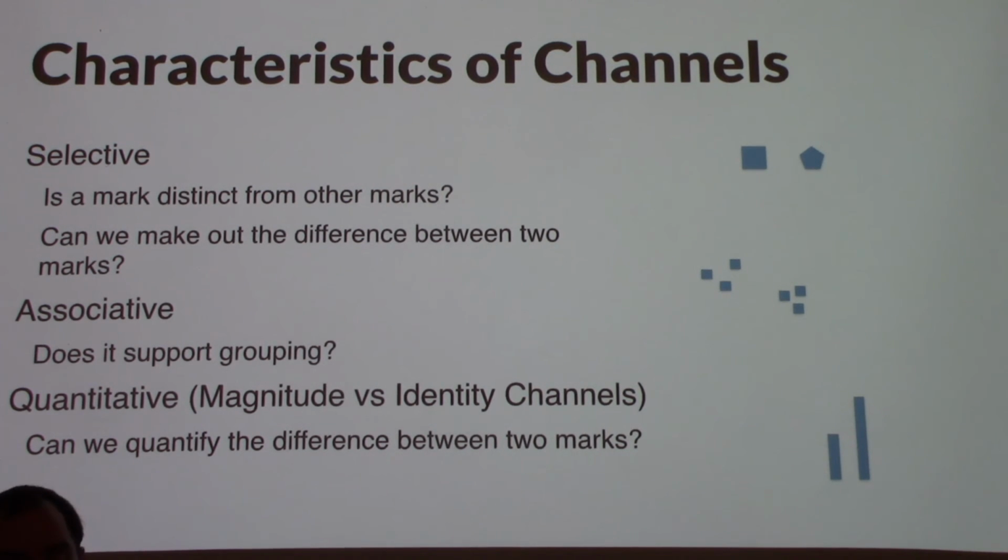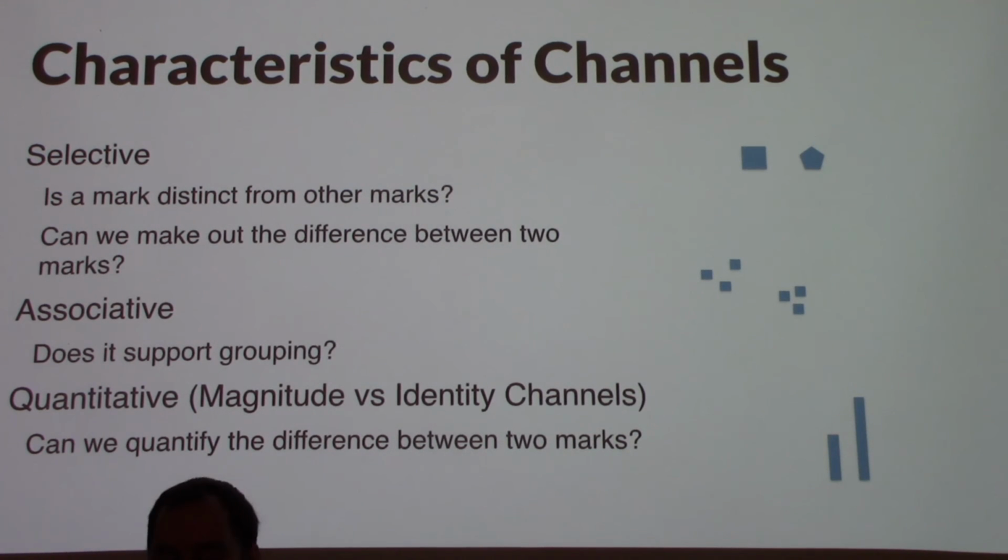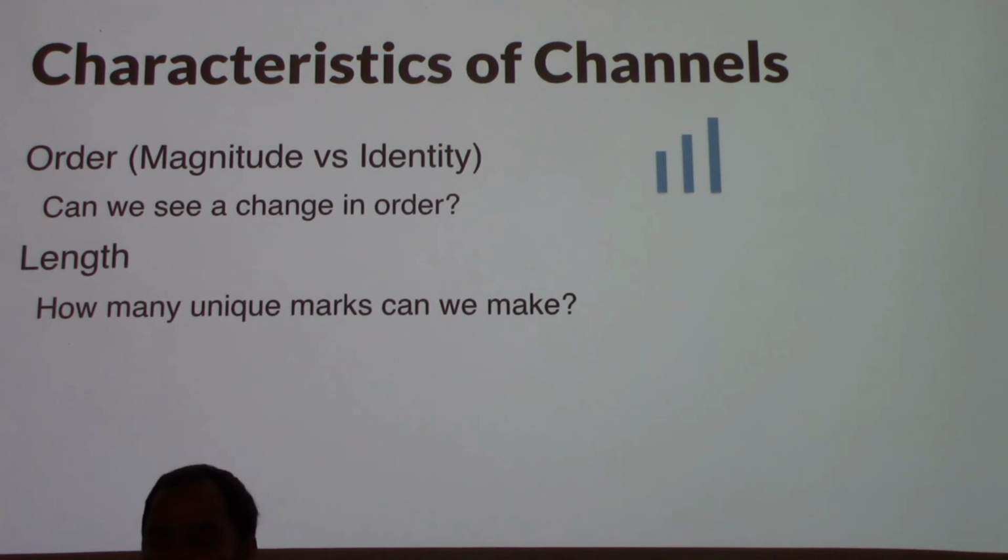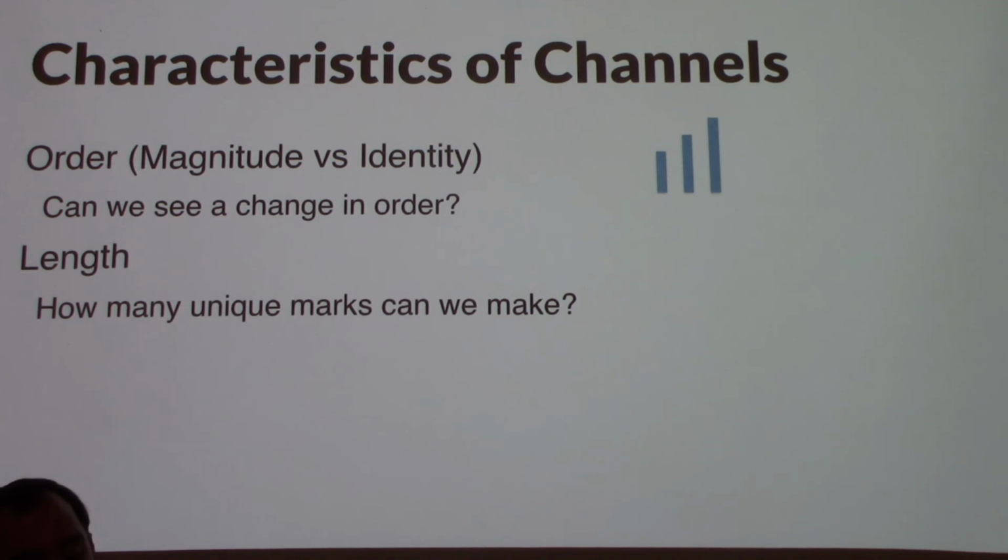Associative: does it support grouping? In this case we can clearly see that position is great for grouping, but with shapes, it's really more difficult to do grouping. And then we have this notion of magnitude versus identity channels. Is it quantitative? Can we quantify the difference between two marks? So you can analyze these channels based on these criteria.